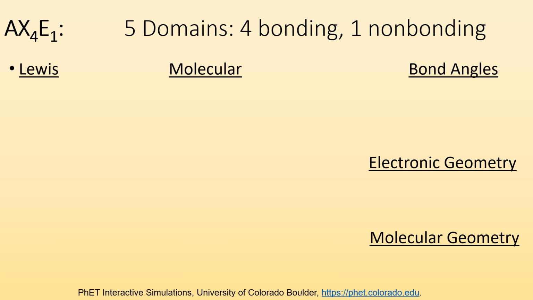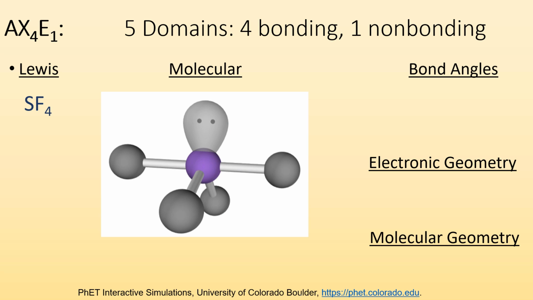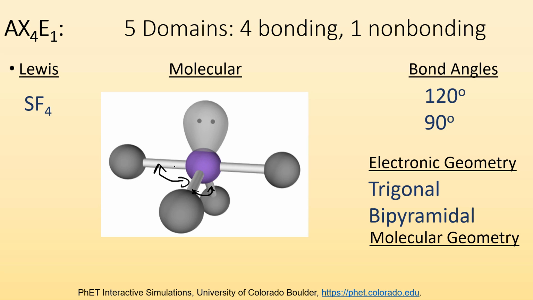All right, let's take a look at examples with 5 total domains. This one, 4 bonding and 1 non-bonding. An example could be SF4. The molecular shape is going to look like this, and I've arranged it like this so you can see what we're going to call this shape. So the bond angles, again, there are still 2 different bond angles. There's 120 degrees between these 2 atoms, but there's only 90 degrees between these 2 atoms. The electronic geometry would be trigonal bipyramidal.